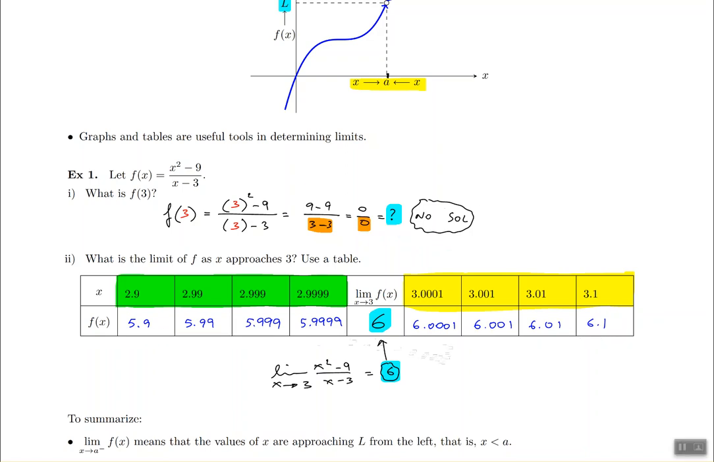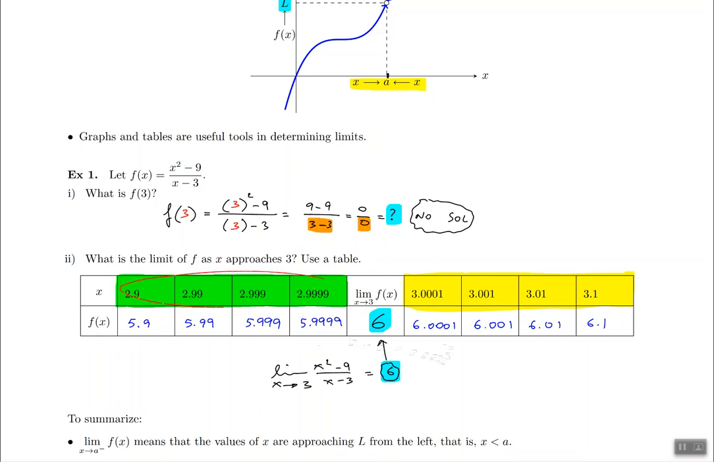Now if you notice in this table, I organized the numbers in green to be all slightly less than 3, and I put them first in the table. The numbers in yellow are all slightly more than 3, and I put them after. That's not important. You can change the order, you can do whatever you want. But I did it that way for a reason.